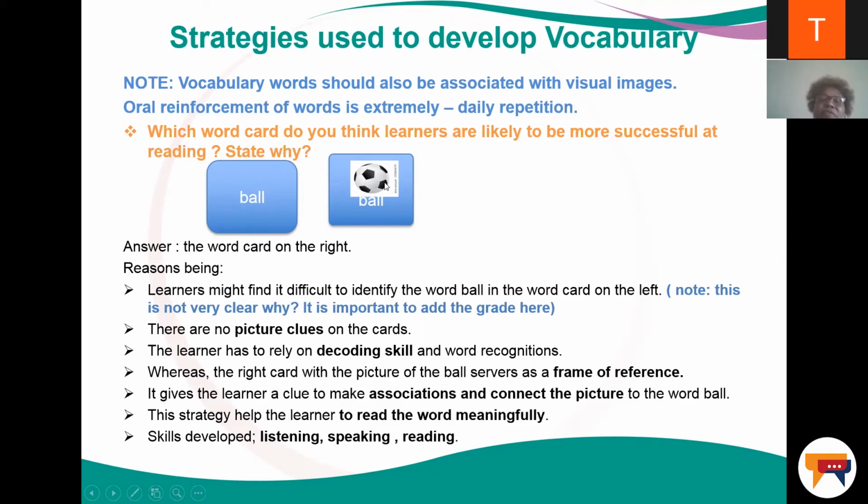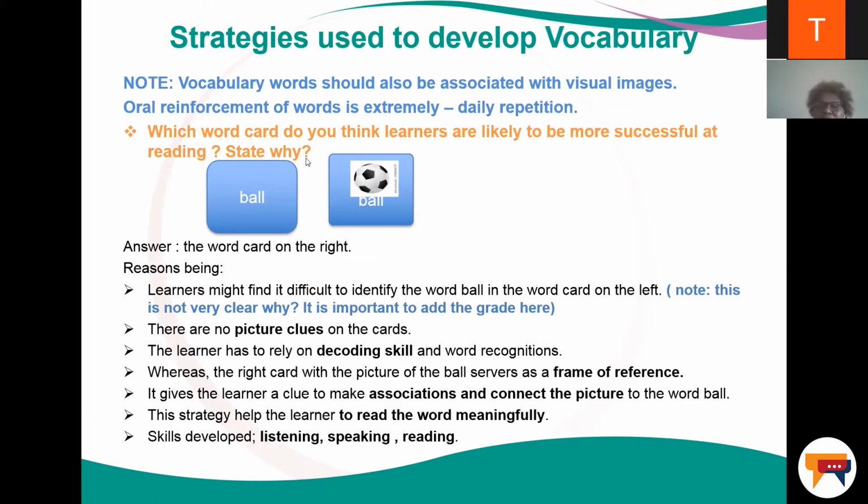Yes, frame of reference. It gives the learner a clue to make an association and connect to the picture. This strategy helps the learner to read the word meaningfully. Skills developed are listening, speaking, and reading. And at all times when you answer questions like this, think about the grade you're talking about. Think about the activities that the learners need to do in that grade. Think about where you envisage the learners to be at that grade.